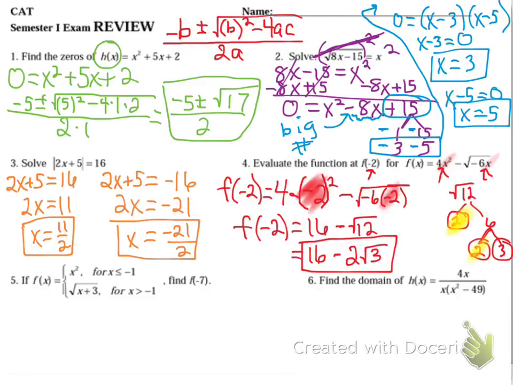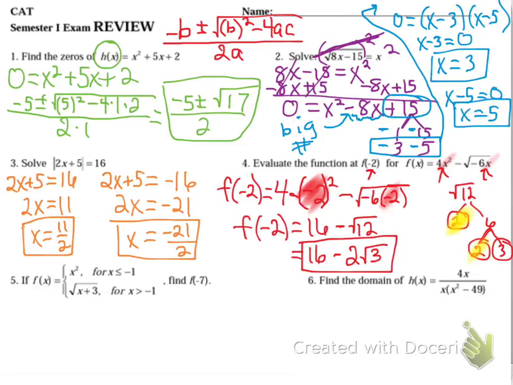Okay, moving on to number 5. Number 5 says if f of x equals x squared when x is less than or equal to negative 1, or square root of x plus 3 when x is greater than negative 1, find f of negative 7. This is very similar to number 4, except they give us 2 equations. Do I use them both? Do I use one? How do I know?